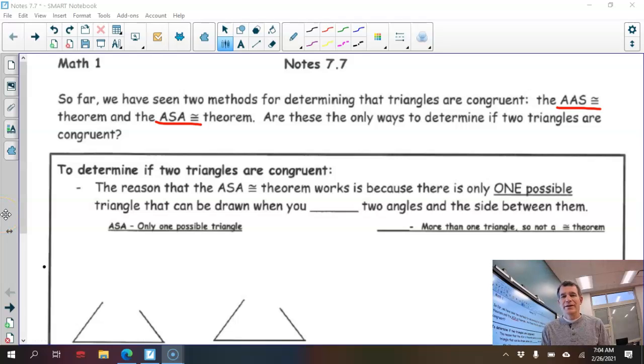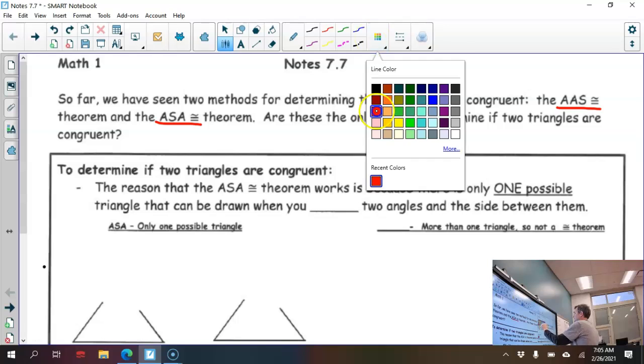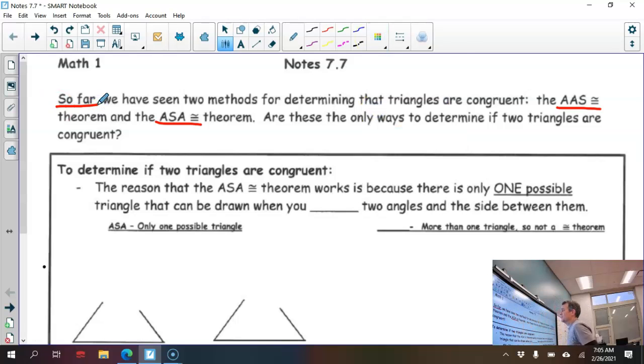Hey guys, we are going to do a quick notes today on Chapter 7, Section 7. We're going to go over a couple different triangle congruence theorems. Let's get started. So far, we've seen two methods for determining that triangles are congruent.